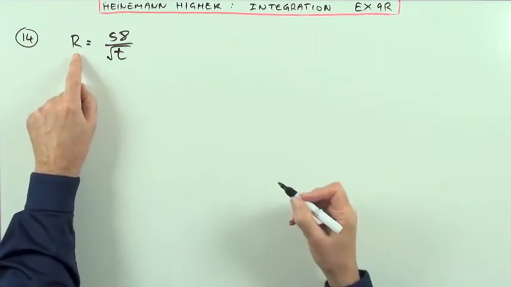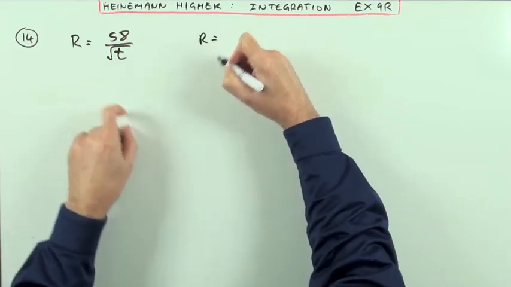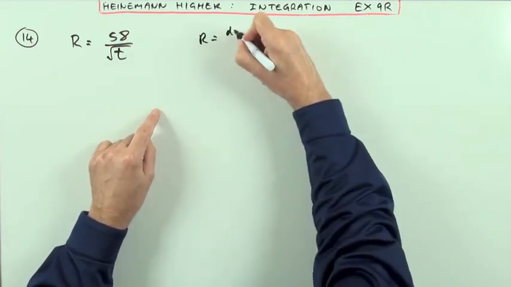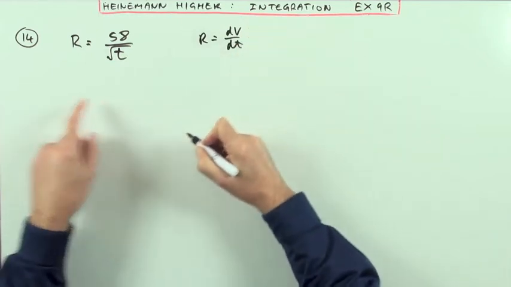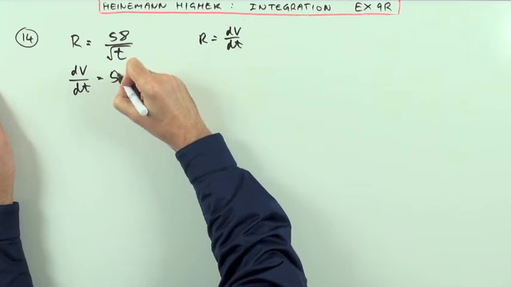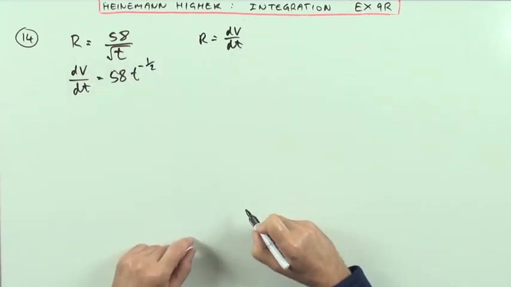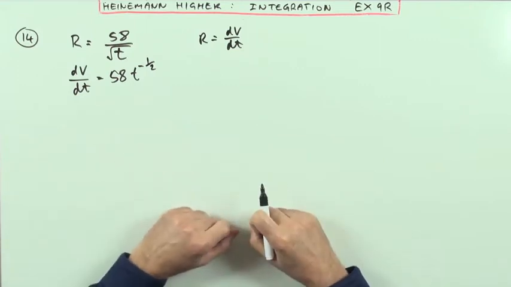Well, the first thing is this: if that's the rate of oxygen use, that means R is the rate of volume, it's dV by dt. So it'd be better expressing that as dV by dt is 58, and while I'm at it, I'll put that back up to t to the negative a half. That's the differential equation to be solved.